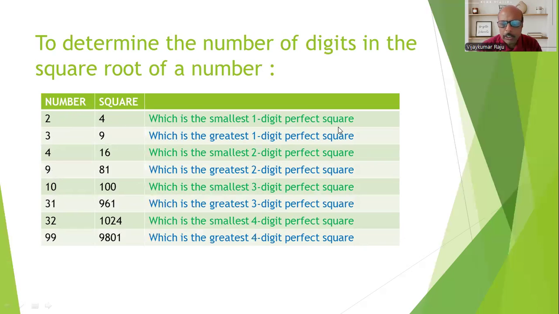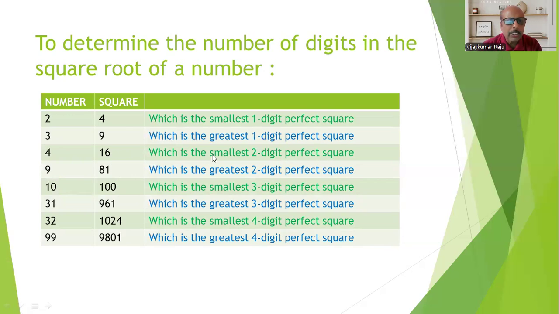1 is not a perfect square, 2 is not a perfect square, 3 is not a perfect square. 4 is the first number which is a single digit, and it's a perfect square because the square root of 4 is 2. Similarly, we try for 3, 4, 5, 6. And you say 9 is the greatest one digit perfect square.